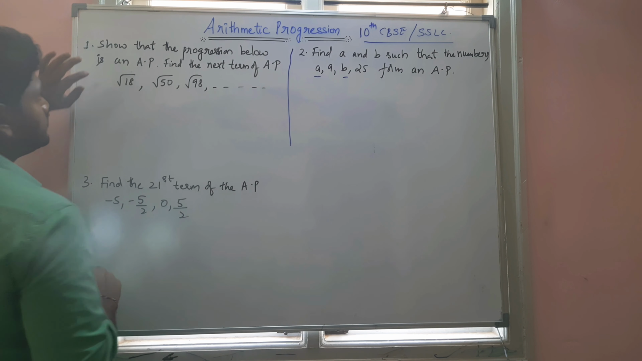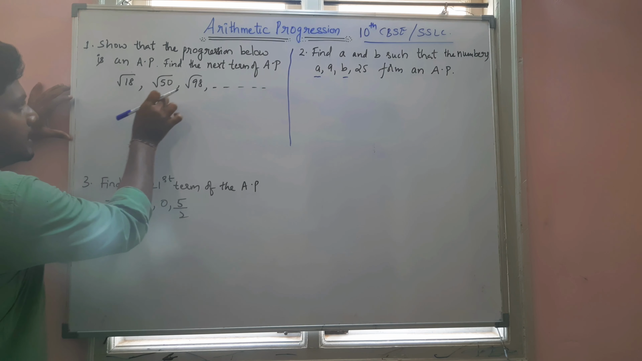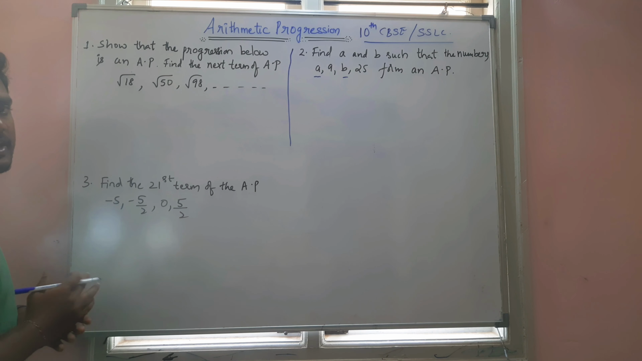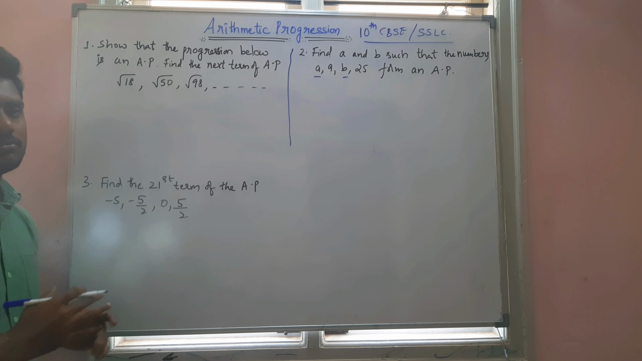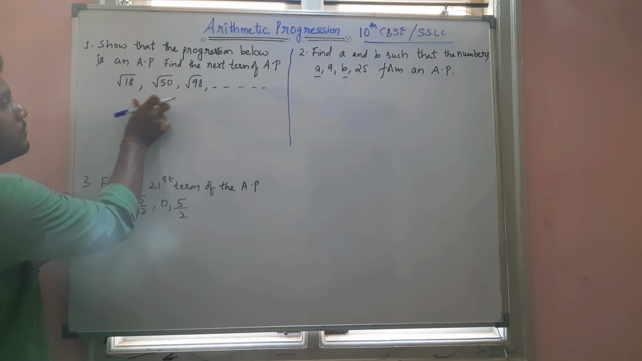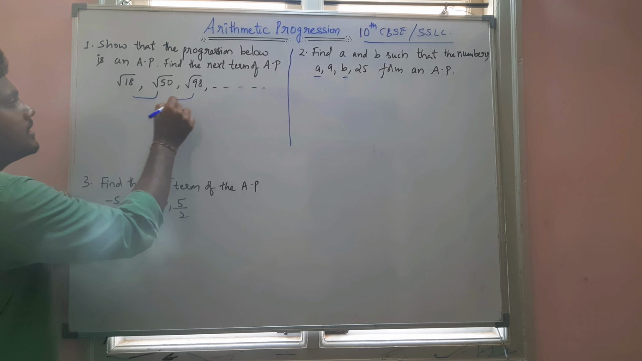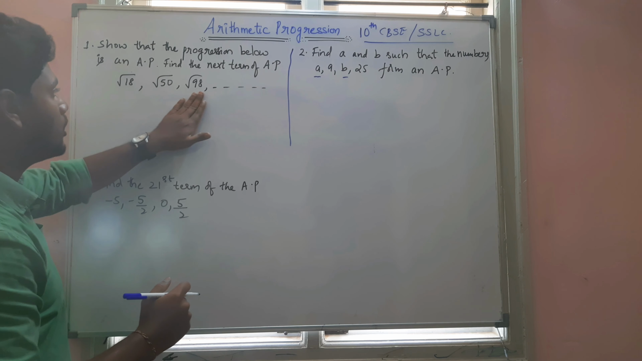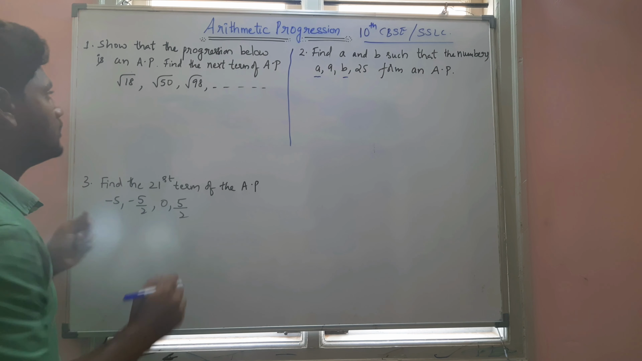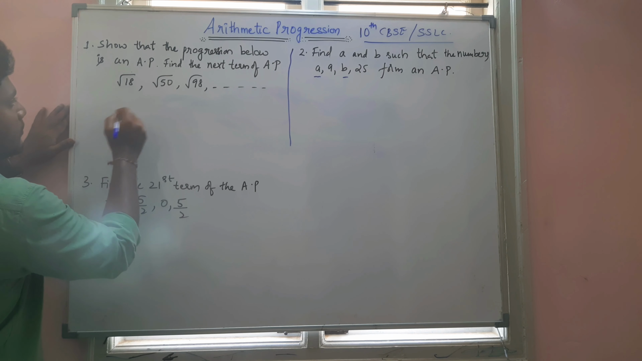See, first question, show that the progression below. If it is root 18, root 50, root 98, we cannot identify whether these are in AP or not. Why? Because if it is an AP, we need to find the D value, T2 minus T1 or else T3 minus T2. Any one we can find, because the common difference will be equal for all. So first we need to simplify.